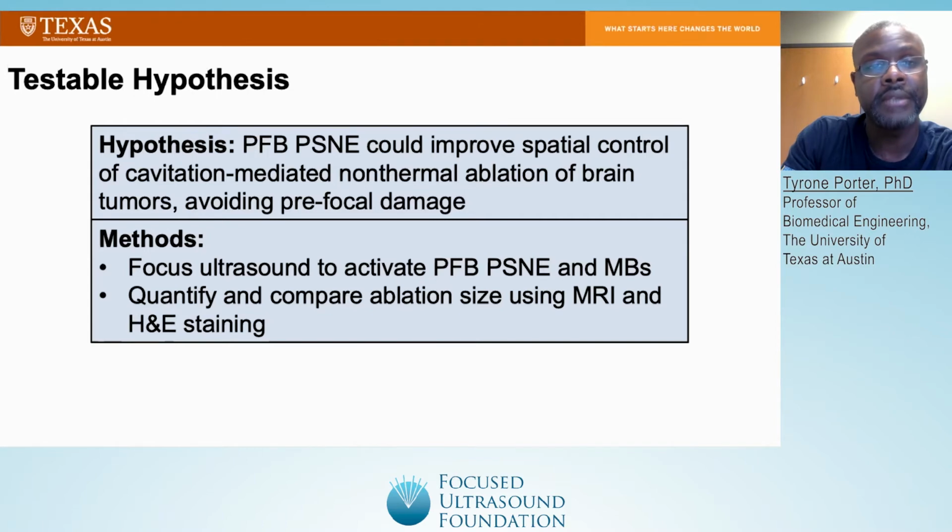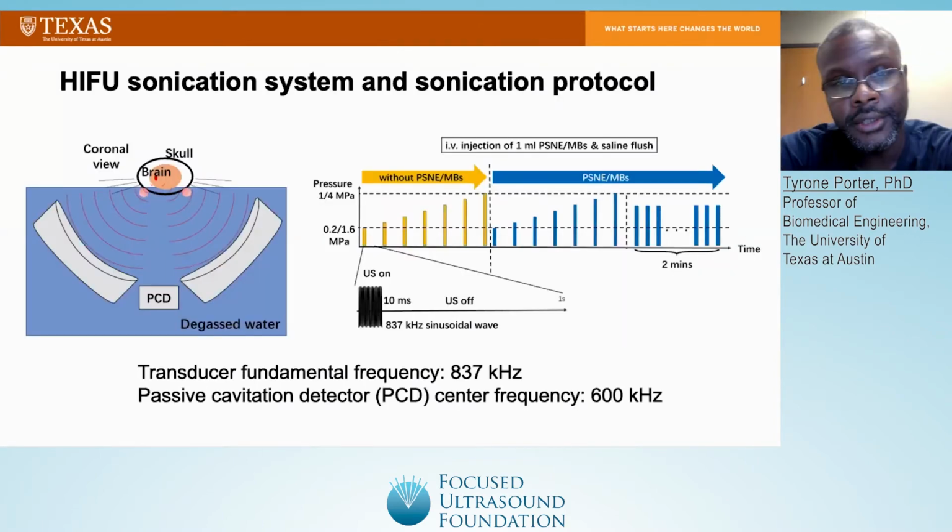so histological analysis. This is what the setup looks like for the experiments. We did use 2 focused transducers that operated at 837 kilohertz, and then had a single element transducer that served as our passive cavitation detector, just to monitor the cavitation activity, just to confirm that we successfully vaporized the droplets. And we used tone bursts, 10 millisecond tone bursts, with a pulse repetition frequency of about 1 hertz for these experiments.